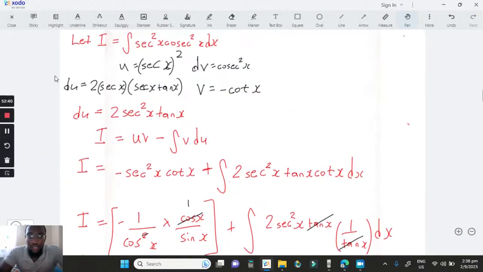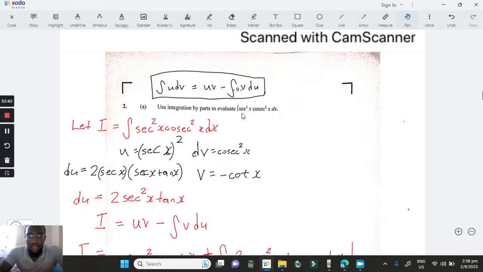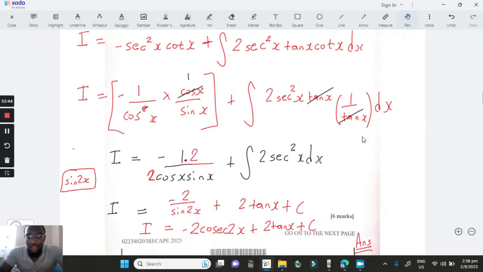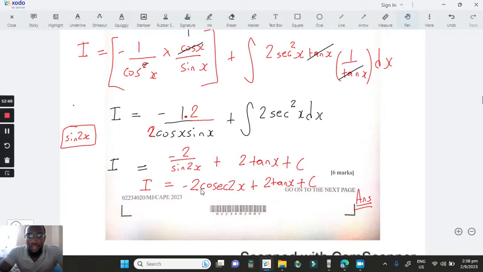This is a good question, right? That's it. Integrate sec square, cos x square. That's what you get. Easy.